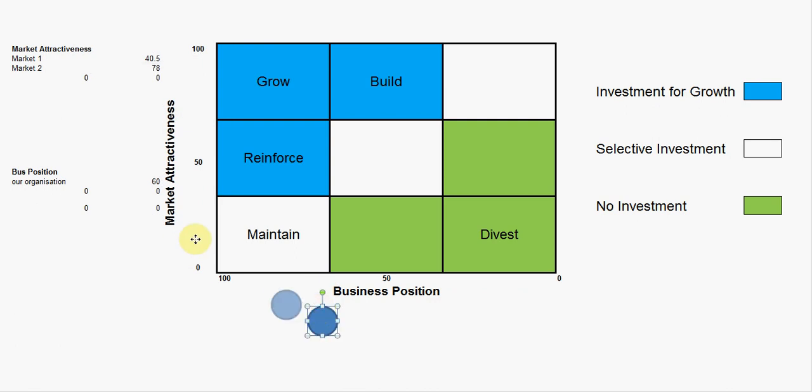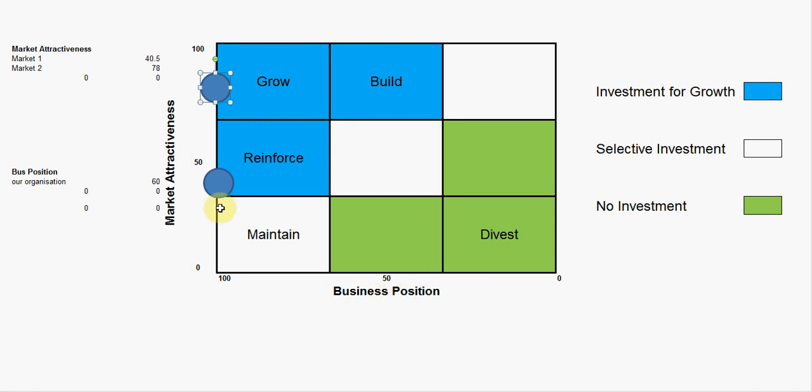So we use our market attractiveness and we follow our circle up here. On our first market, it's 40.5. So let's say we go to about there, just under the 50 score. On our second market, we'll go up to about 78. So that would be perhaps about there. That's when we then look at our business position. And our business position, instead of starting at 0 over in this bottom left corner, starts over here in the bottom right and heads over this direction here.